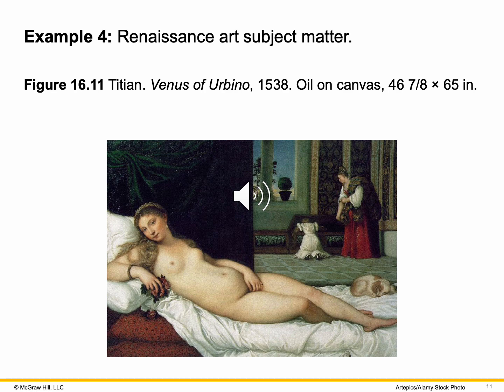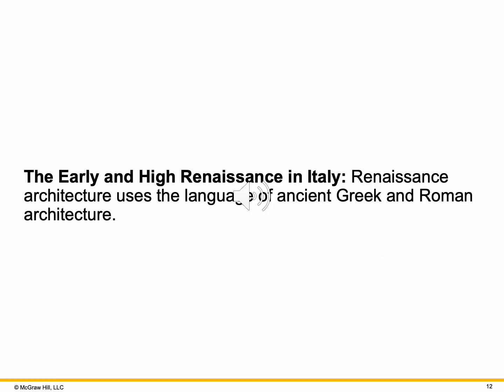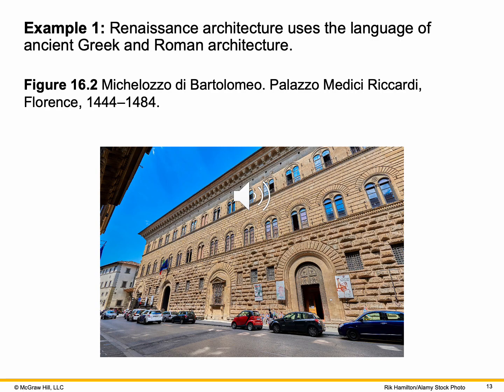The early and high Renaissance in Italy. Renaissance architecture uses the language of ancient Greek and Roman architecture. Here is an example of the ways in which Renaissance architecture uses the language of ancient Greek and Roman architecture.